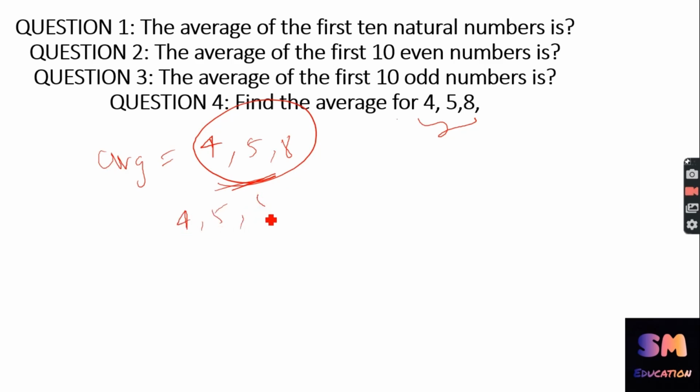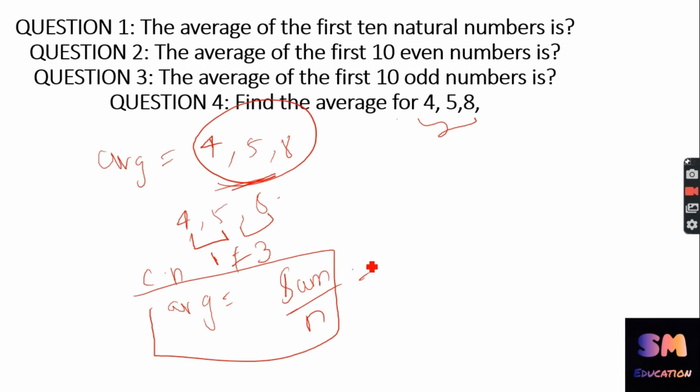Here we can clearly see that the common difference is not the same. 5 minus 4 is 1. 8 minus 5 is 3. The common difference is not the same. For these kinds of problems, what we have to do is go by the traditional approach. The traditional approach is sum by n. This is the formula for the traditional approach.